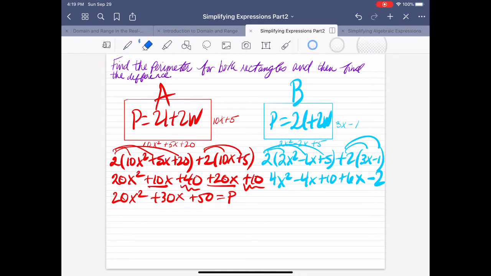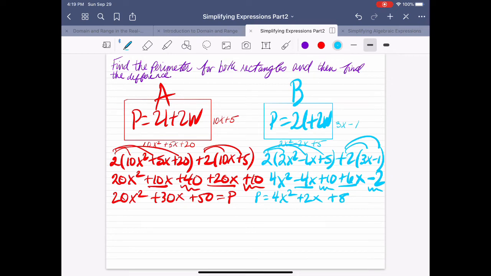Let's combine the like terms. So our perimeter will be, the 4x squared does not have a like term, so bring it down. Negative 4x plus 6x. So negative 4 plus 6 is positive 2. 10 minus 2 is 8. So we have found both expressions that represent the perimeter for each rectangle.